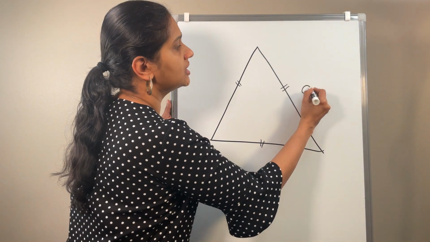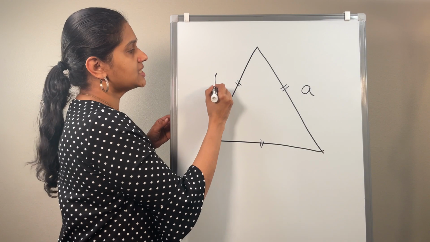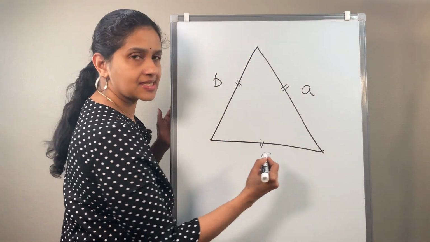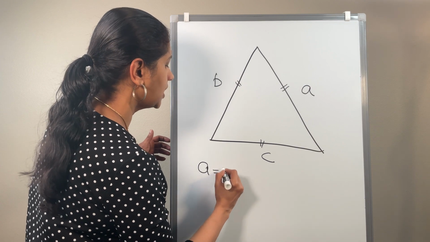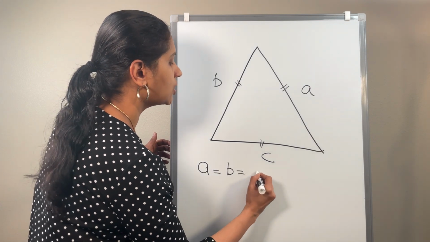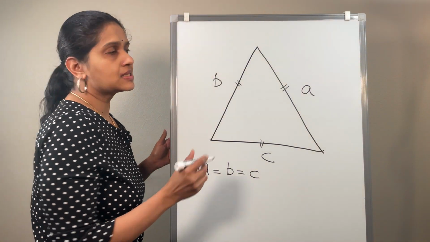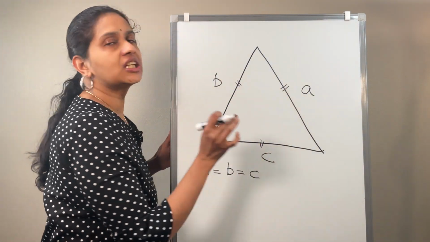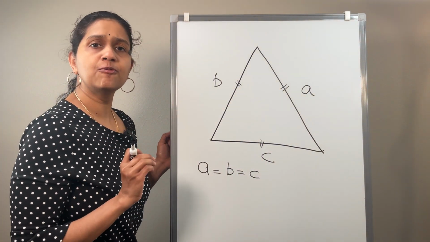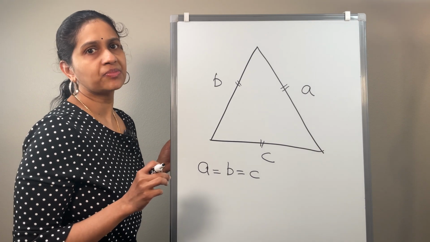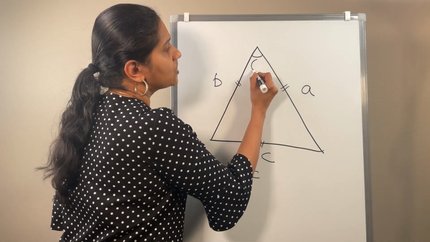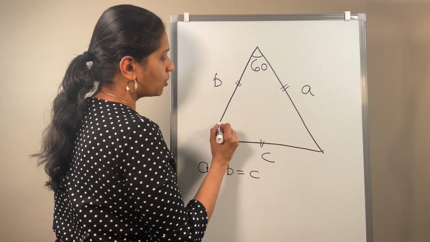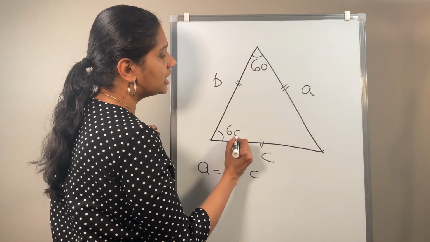Suppose you notate this side as A, this as B, this as C, then for an equilateral triangle, A will be equal to B will be equal to C, which means the length of all the three sides will be the same for an equilateral triangle. What about the angles? Each angle of an equilateral triangle will be equal to 60 degrees.